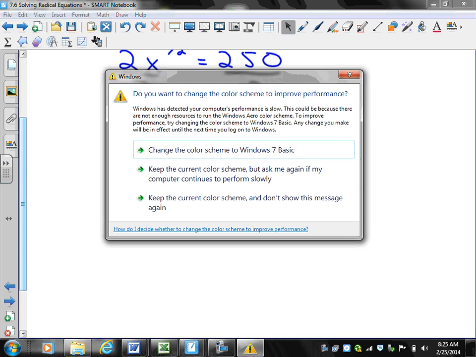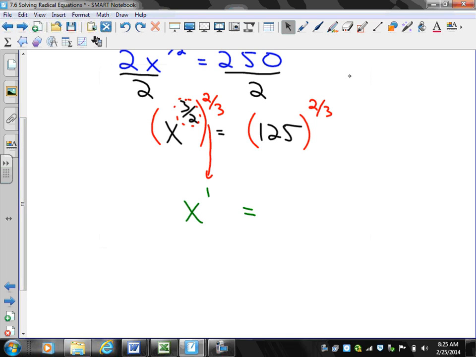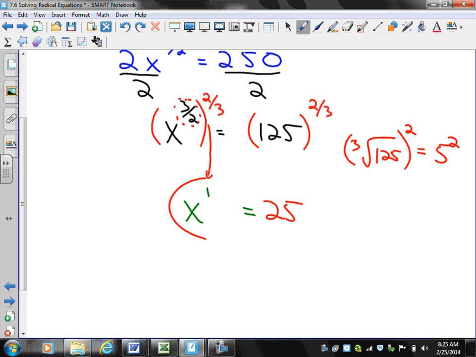And now I need to figure out what the cube root, I'm going to do a little side work here. The cube root of 125 and then squared is. Well, the cube root of 125 is 5. So that's going to be 5 squared, or that's going to be 25. So I get x is going to be 25 in this case.